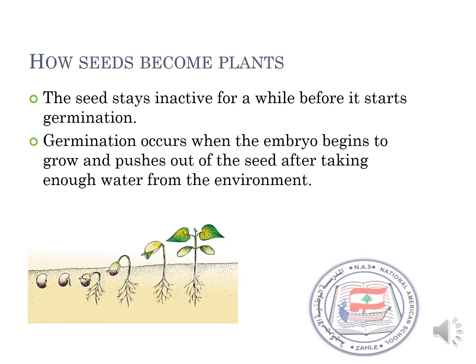How do seeds become plants? After a seed is dispersed, it may remain inactive for a while before it starts germination. Germination occurs when the embryo begins to grow and pushes out of the seed after taking enough water from the environment. You can see how the seed changed into a plant in the figure below. First, the seed was inactive, then it started germination, and then the plant started growing out of the seed to grow further and further and become a big plant.